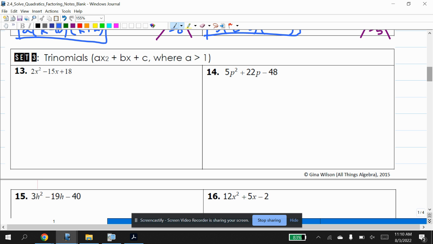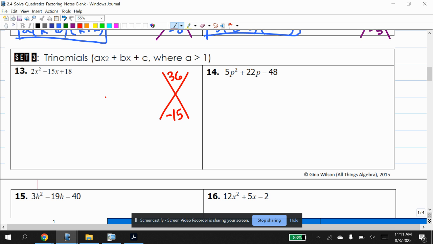The 15 messes it up because it is not divisible by 2. So we're going to do our x method here. What goes on the top of this x? 15. No. Don't forget, to get the top of the x, it's always whatever's in front of the x squared, or squared term, times the number on the end. So 2 times 18 would be 36. 36 up top, negative 15 in the bottom.